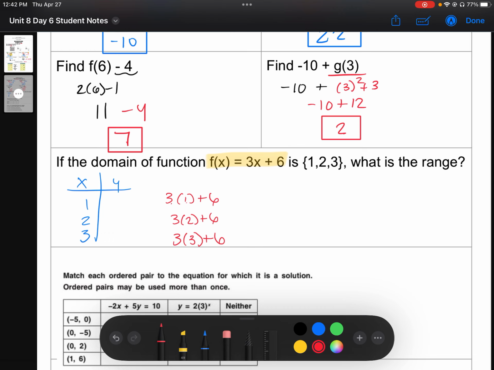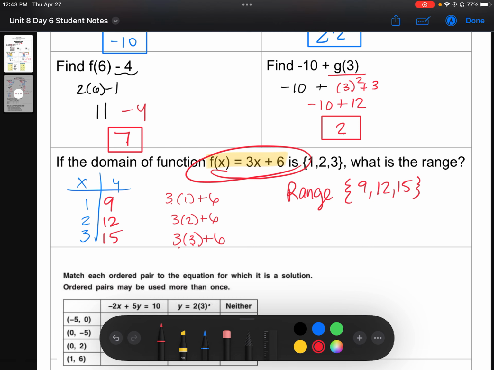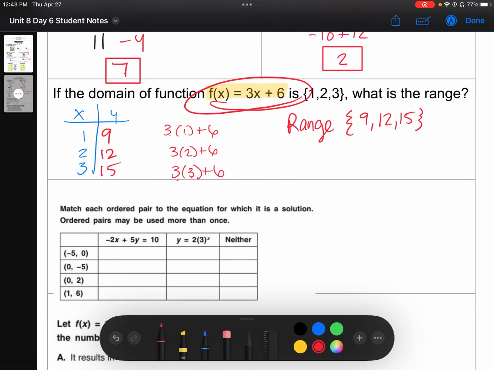So 3 times 1 is 3, plus 6 is 9. 3 times 2 is 6, plus 6 is 12. 3 times 3 is 9, plus 6 is 15. So the range we just found is 9, 12, 15. Plug in the numbers and see what you get. Plug this into your calculator in your table, copy the table down.